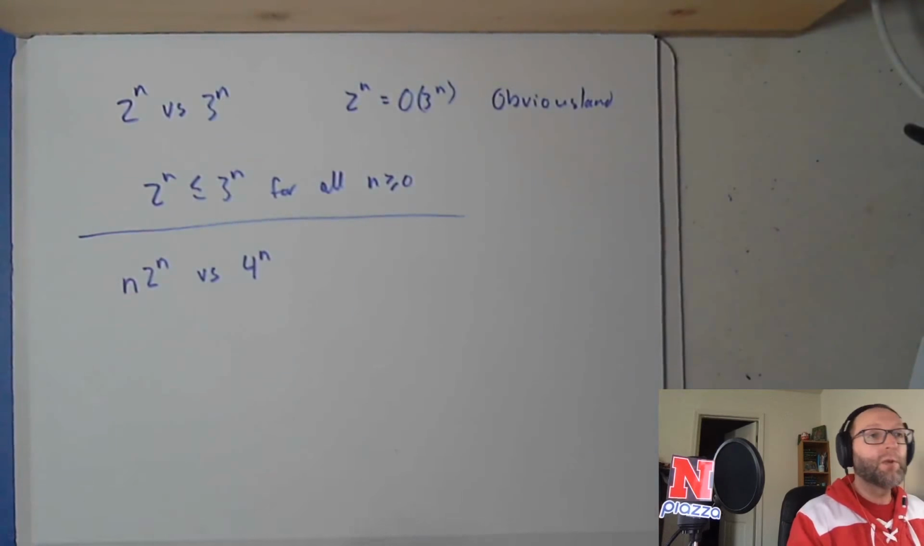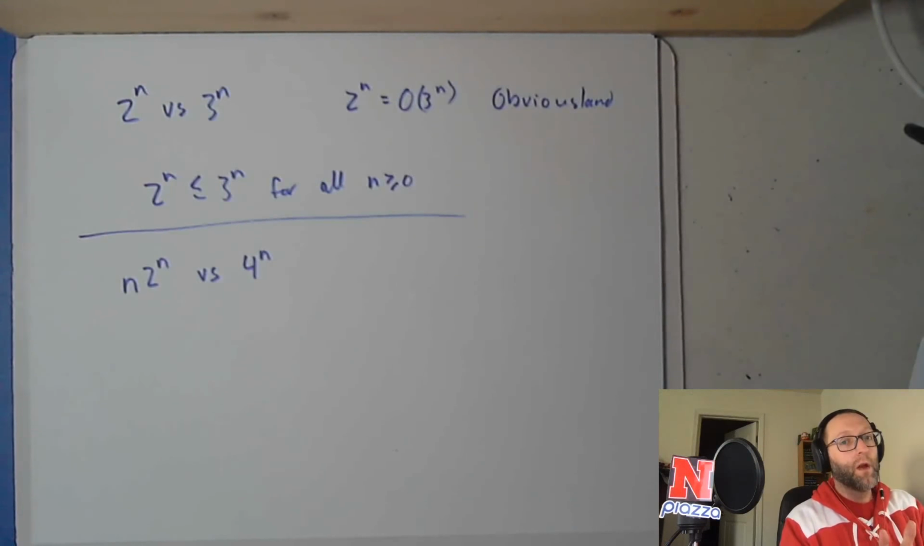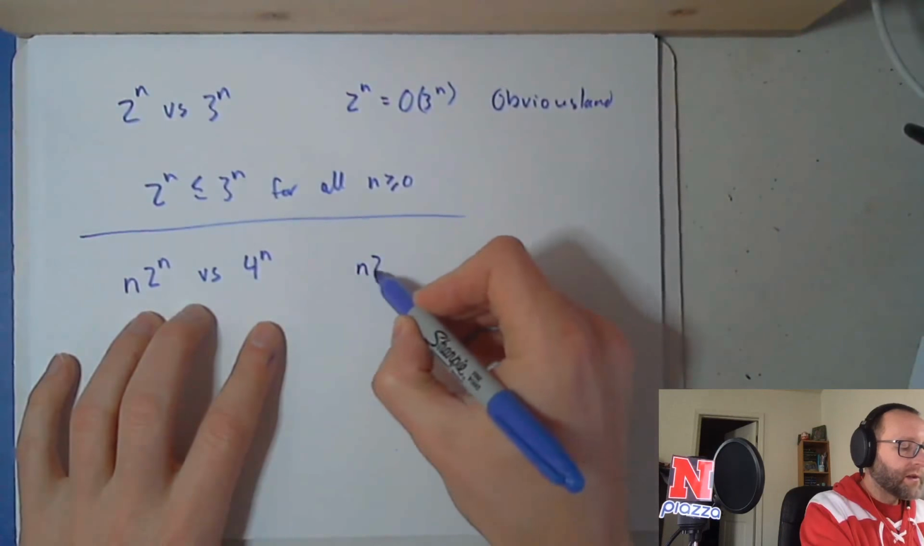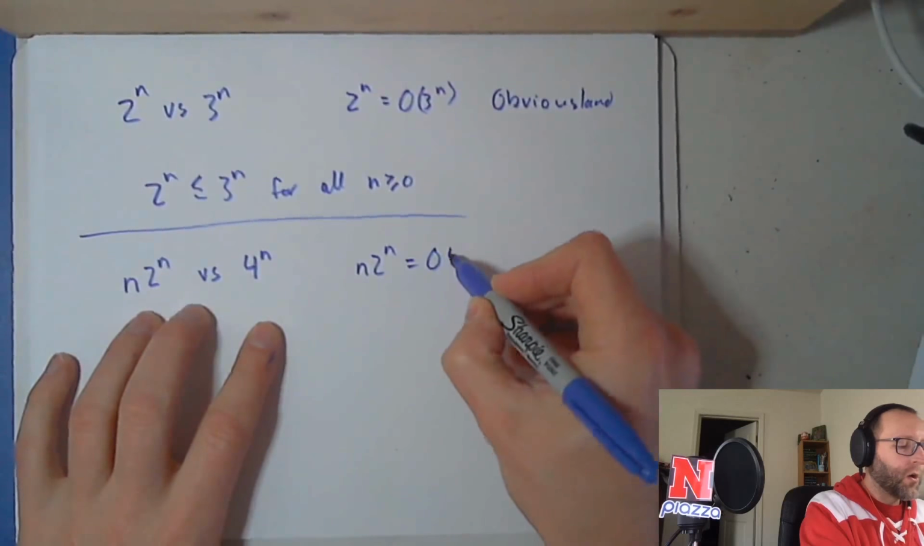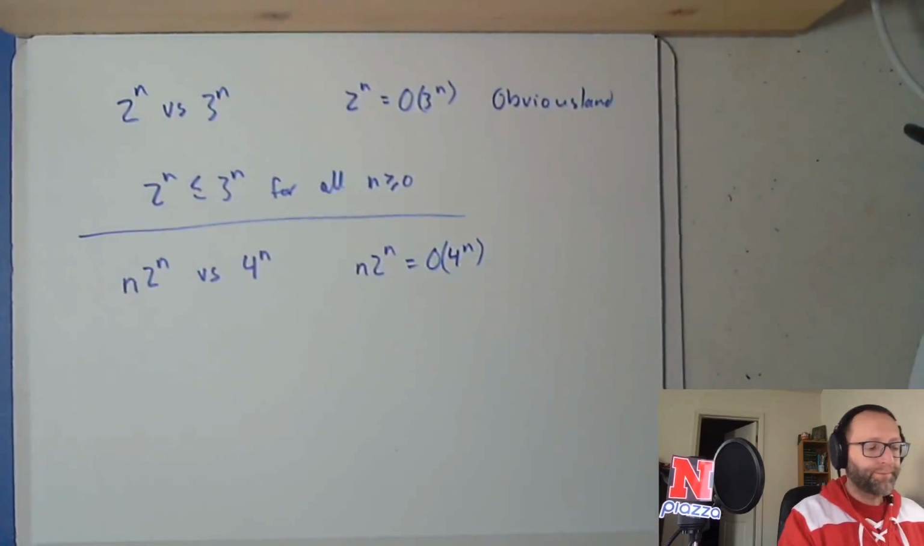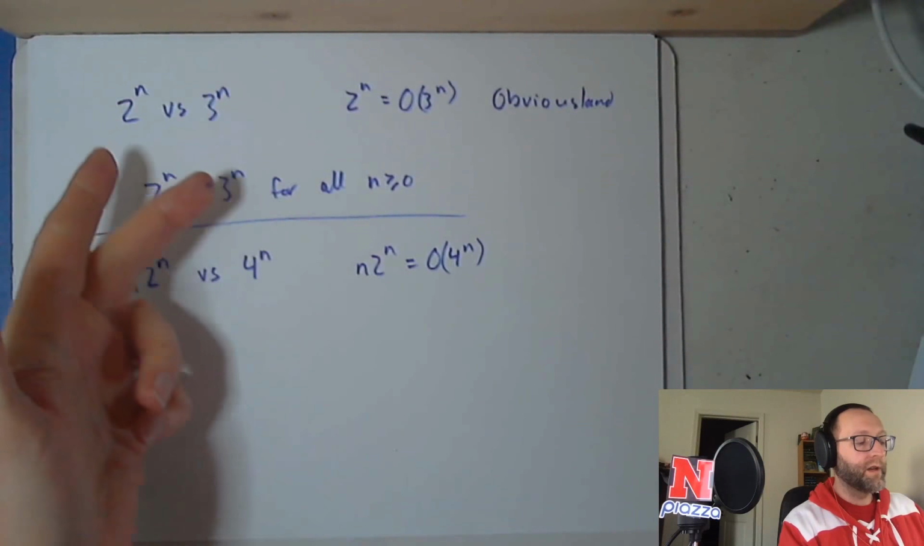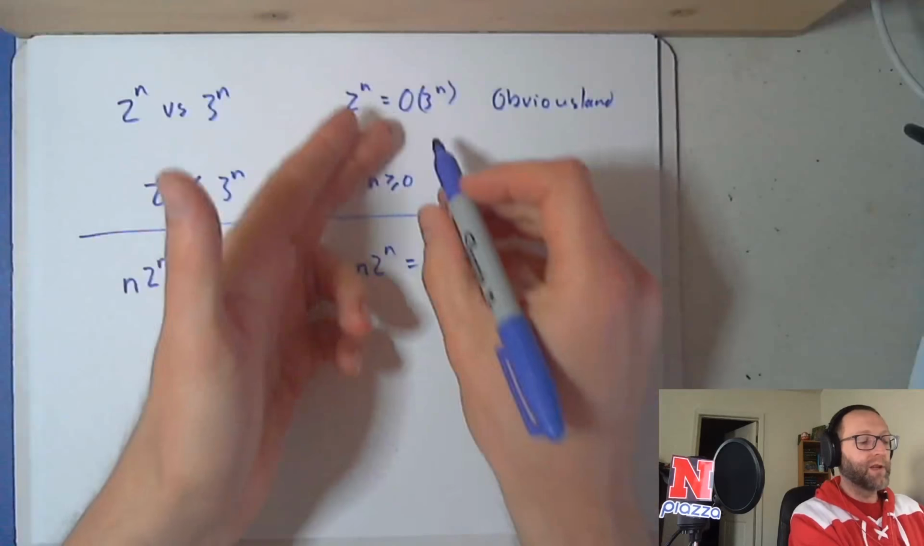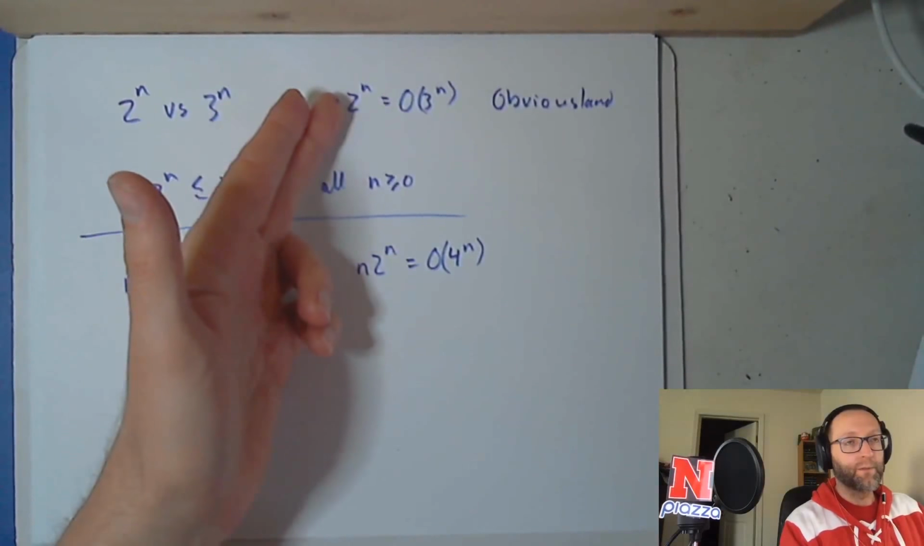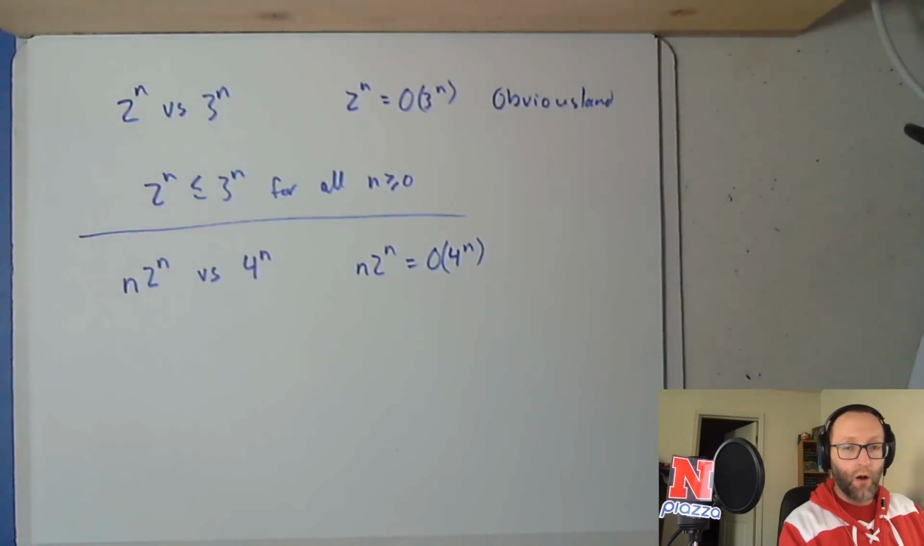But I still need to establish this mathematically. A graph is not a proof. A graph can help you with the intuition and say, well, that function is clearly larger than this function, so that's what I should be showing. In other words, I want to show that n·2^n is big O of 4^n. And by the way, the other way around does not work. There is no constant and no n such that you can establish that 4^n is big O of 2^n. Not all exponentials are created equal.